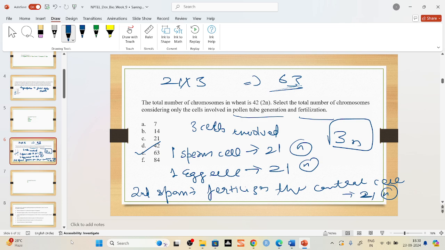So the question says select the total number of chromosomes considering the cells which are involved in pollen tube generation and fertilization. So in pollen tube generation and fertilization, overall two sperm cells are involved and one egg cell is involved. One sperm cell contributes 21 chromosomes. The second sperm cell fertilizes the central cell and again contributes 21 chromosomes, and there is another one egg cell which is involved in fertilization. So you have 3n, that is 21 into 3, which equals 63 chromosomes. 63 is the correct answer.